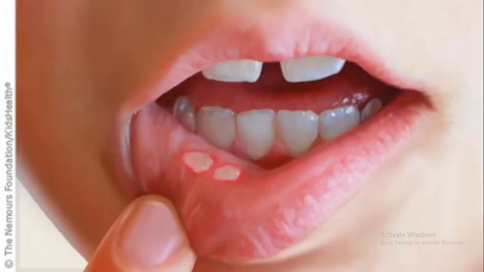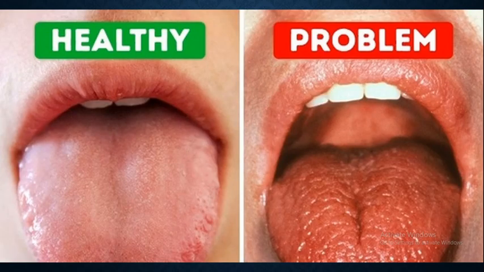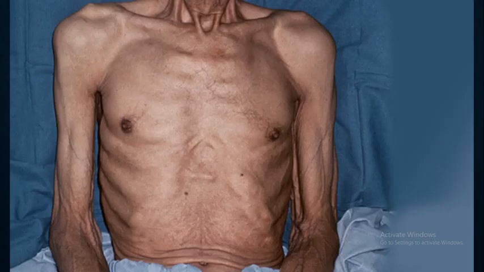Right. So this is a picture of stomatitis. How does it look normally? Then, in the case of a healthy tongue and a problematic tongue, how does it look? The problematic tongue, when there is a side effect, normally looks like a dry tongue, right? So what is this? This is cachexia. Now this is cachexia.